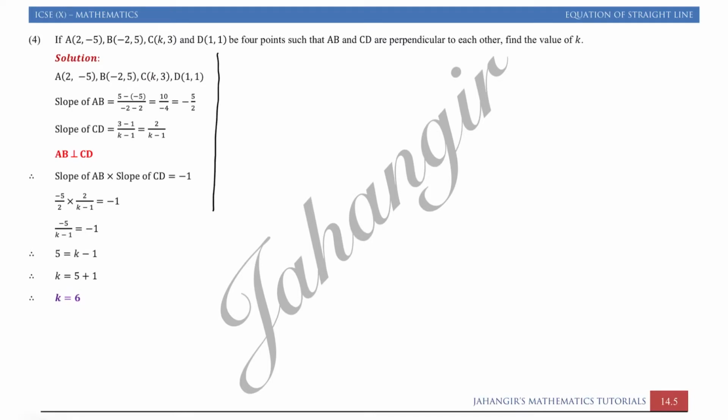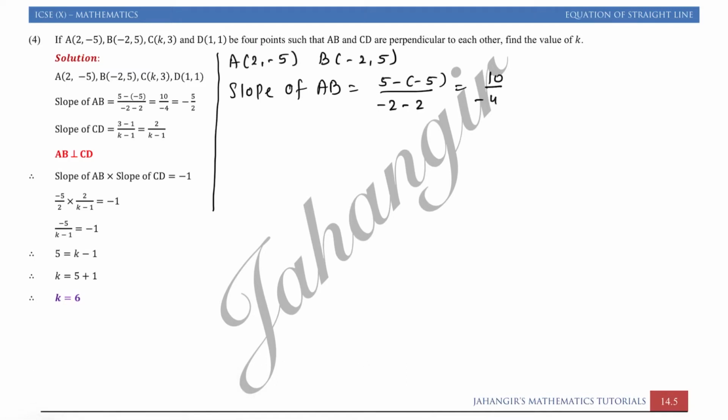If A, B, C, D are 4 points such that AB is perpendicular to CD, AB and CD are perpendicular to each other, find the value of k. So we have A as (2, -5), B as (-2, 5). First we will find the slope of AB, that is (5 - (-5)) upon -2 - 2, that is 10 upon -4, that is equal to -5 by 2.